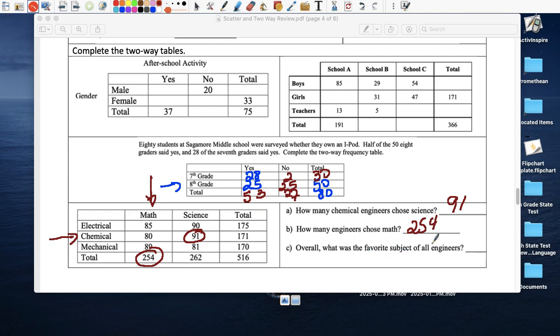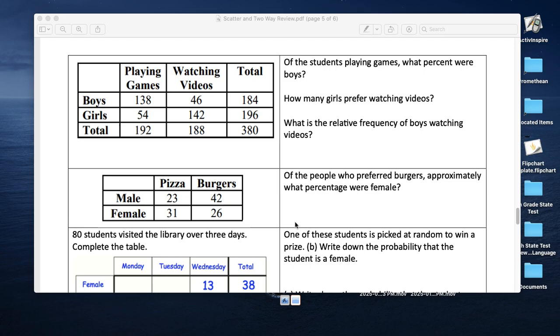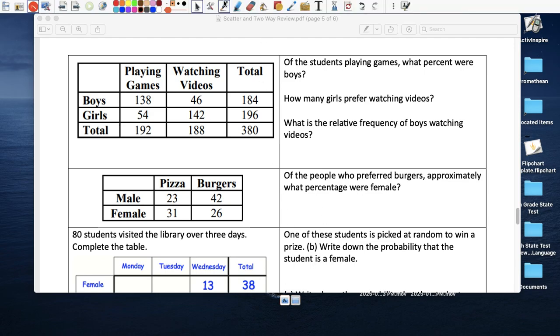Overall, what was the favorite subject of all the engineers? Well, you've got to look at the total here. Either math was more popular or science was more popular. In this case, science was more popular. Overall is another word for total. Look at the left and answer the questions on the right.